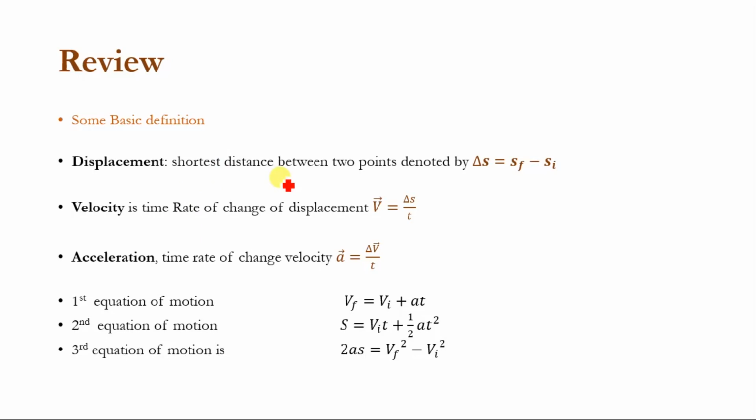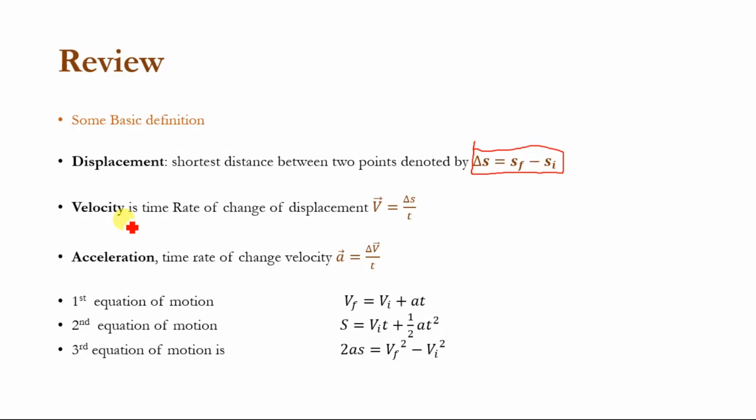Before deriving the equations of motion, I hope you all know about displacement, velocity and acceleration, as displacement is the shortest distance between two points and is denoted by del S is equal to SF minus SI, where SF is the final position and SI is the initial position.